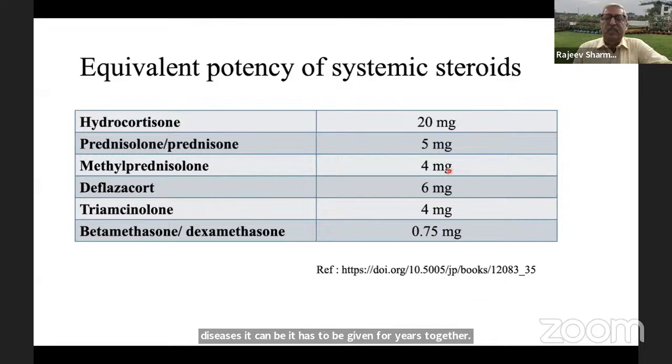So this is the strength that we think: a 5 milligram prednisolone would be equivalent to these many milligrams of hydrocortisone. This is prednisolone, methylprednisolone 4 milligram, deflazacort 6, triamcinolone 4, and betamethasone, dexamethasone 0.75. But each of them has a different anti-inflammatory and immune suppressive property.